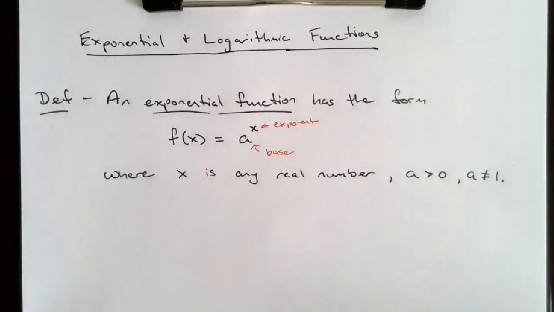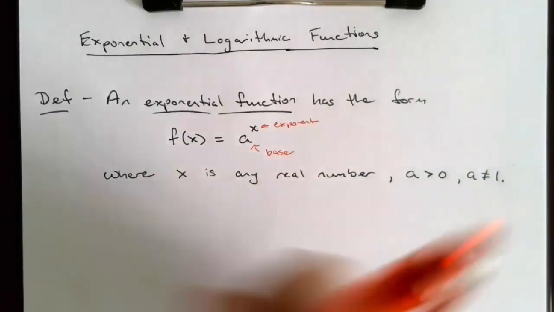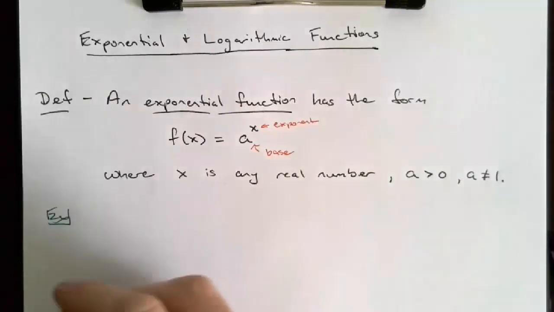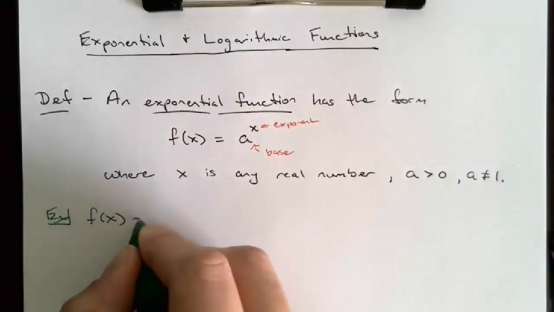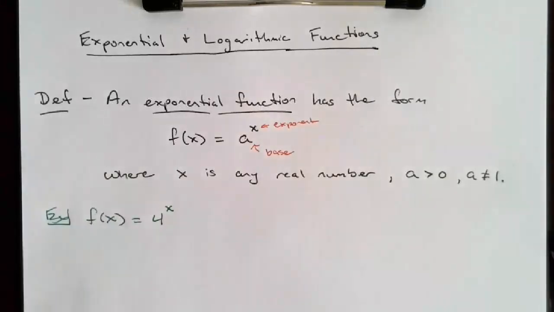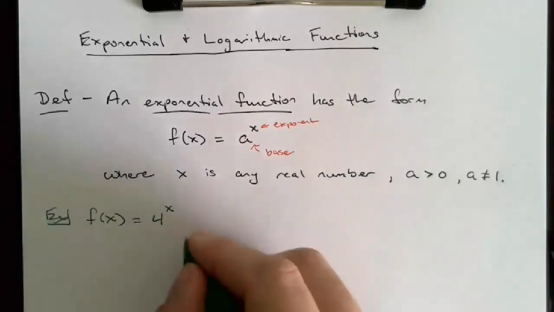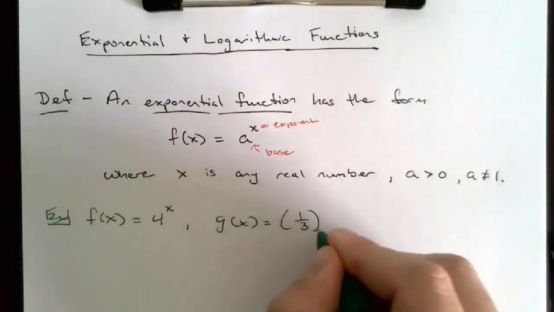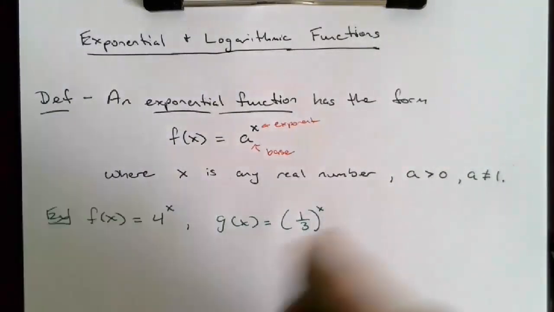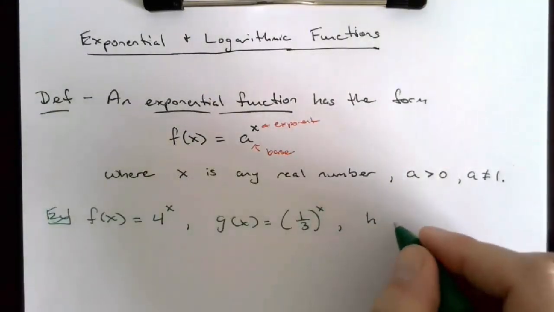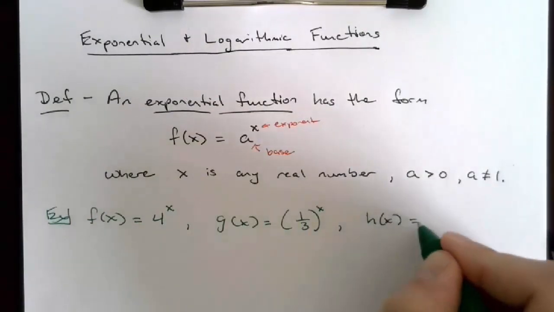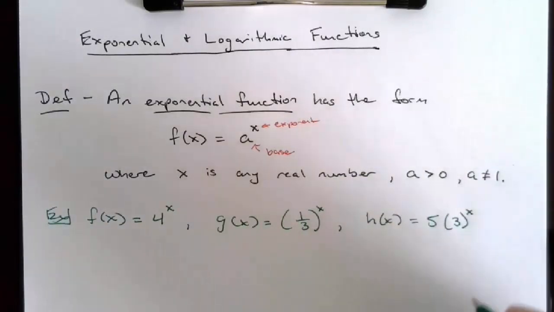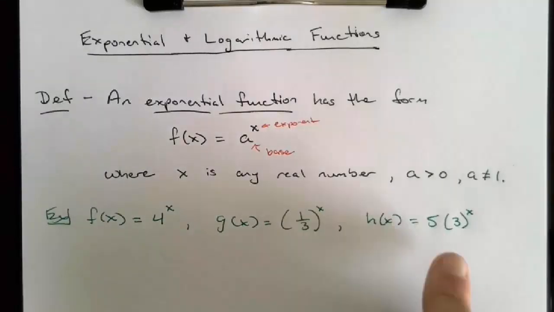So some examples of what this looks like. We're not going to really do anything with these, just to make sure you understand if you're looking at them. For this example, if I said something like f of x equals 4 to the x, so 4 is the base, x is the power. I could say something like g of x equals, it could be a fraction, 1/3 to the x. And you also might see things that have a coefficient in front. So if I say something like h of x equals 5 times 3 to the x power, it's still an exponential function. It's just that this has a coefficient of 5 in front.